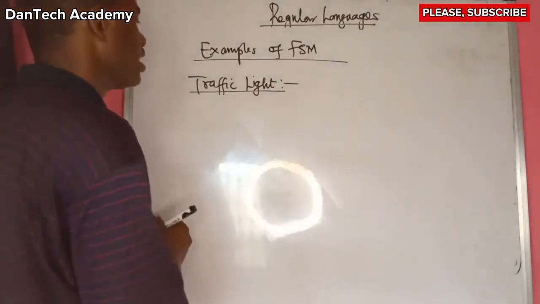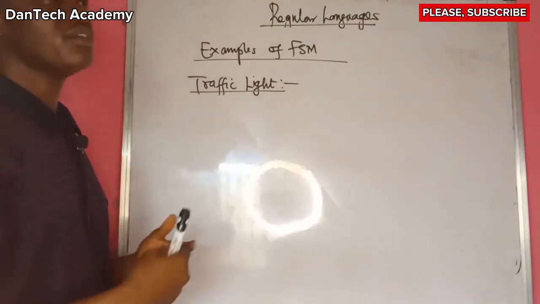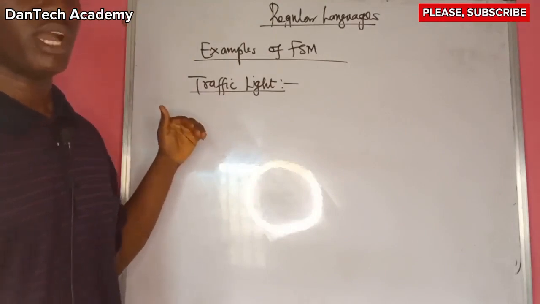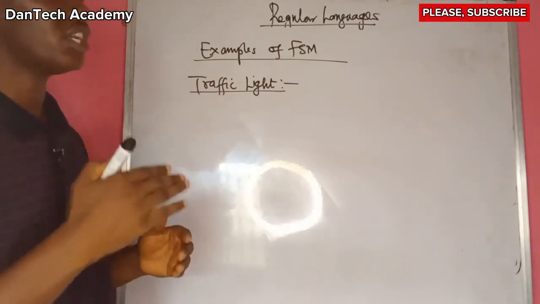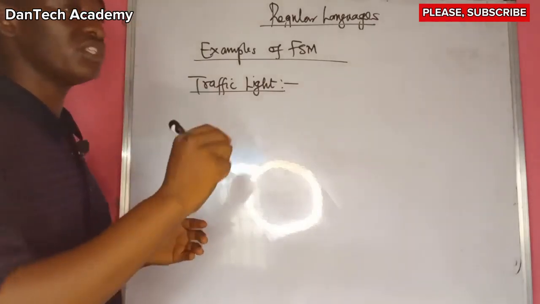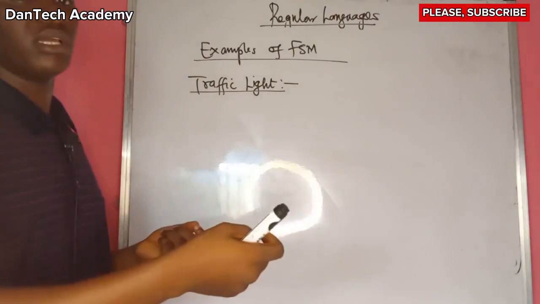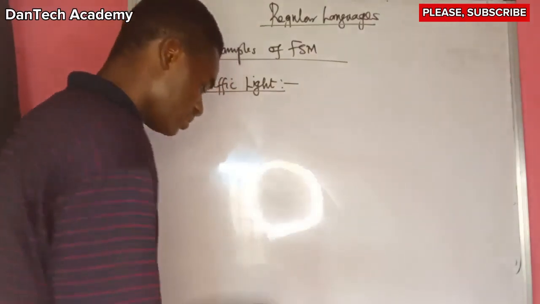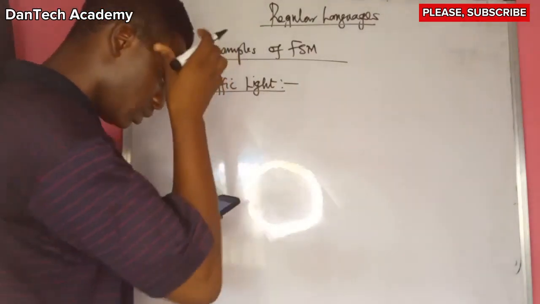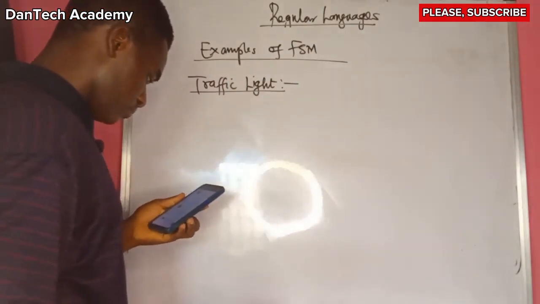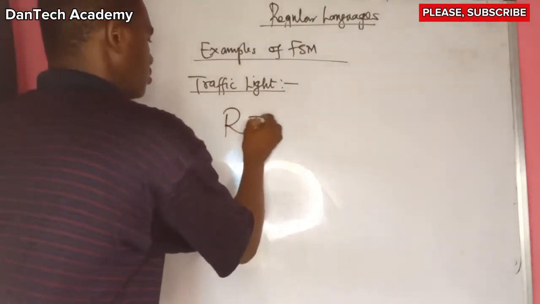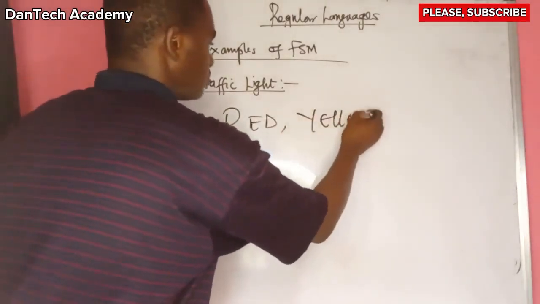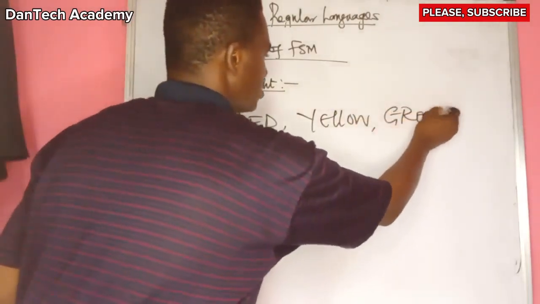Once we are in a particular state, what determines the next state is whatever input we have. And that input sometimes follows what the algorithm is saying, where the algorithm means the rules that guide that model. So for traffic lights, we have what we call the red, we also have the yellow, and lastly the green.